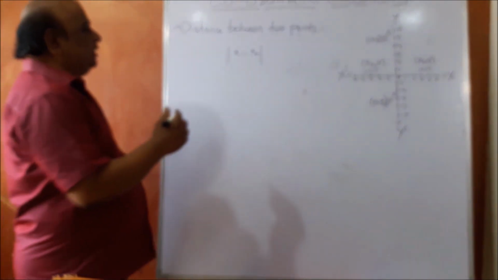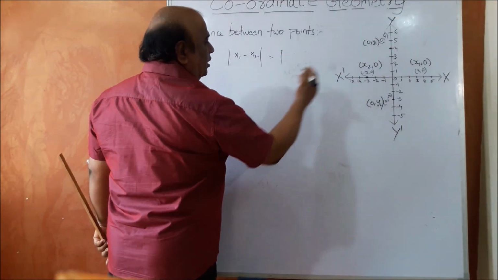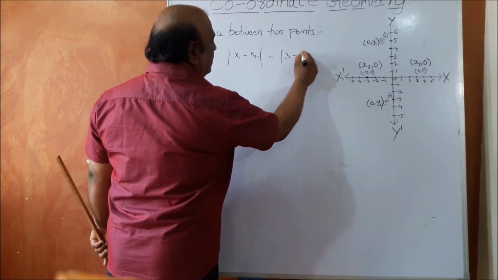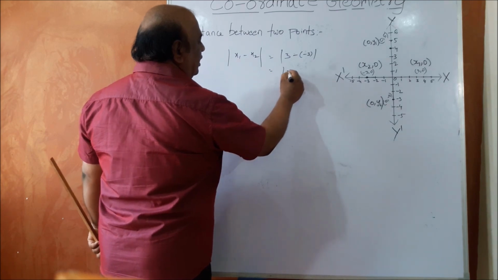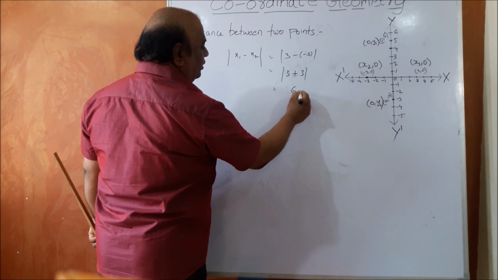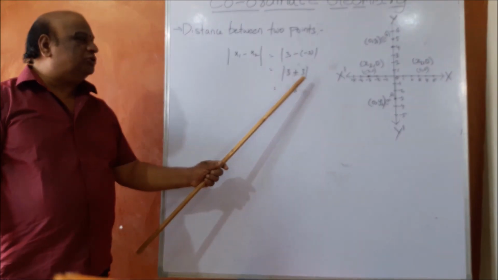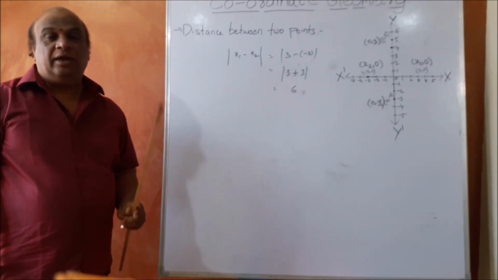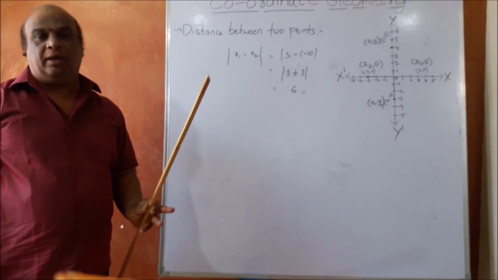Now here, x1 means 3, x2 means minus 3, so minus of minus 3 is 3 plus 3, and we are getting 6 units. So we should always write a positive answer. Remember this: distance is always positive. Don't write any negative number.